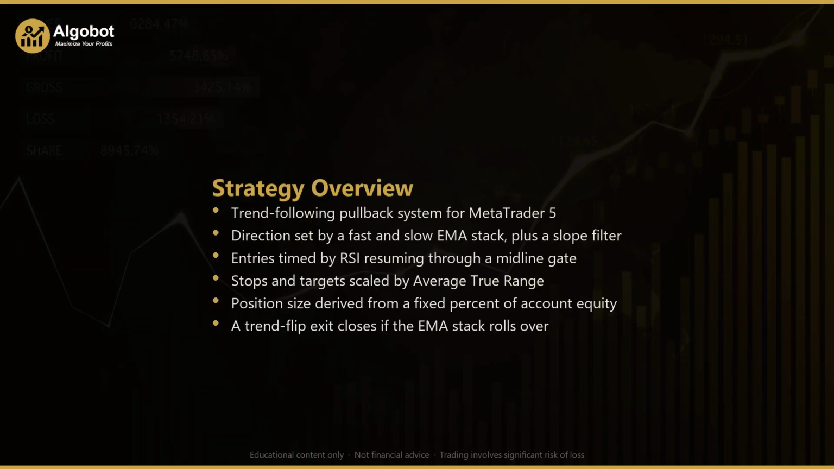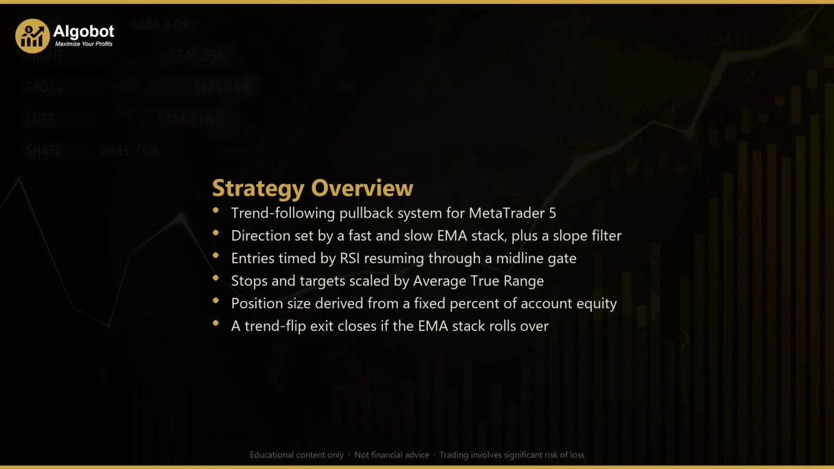Let's start with the big picture. Momentum Gated Trend Pullback is a trend-following pullback system. Instead of trying to catch every move, it does two things in sequence. First, it decides whether the market is in a genuine trend, and only then does it look for an entry in that same direction. The idea is to buy dips inside an uptrend and to sell rallies inside a downtrend, which tends to give more selective, higher quality entries than simply following price wherever it goes.